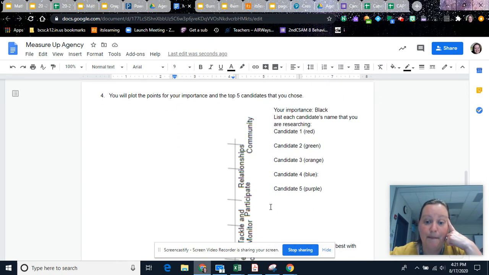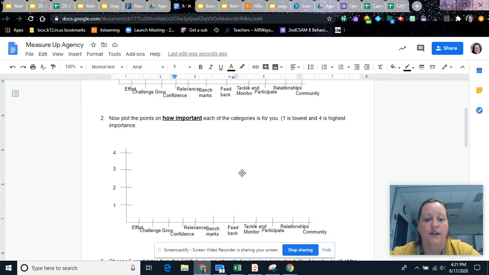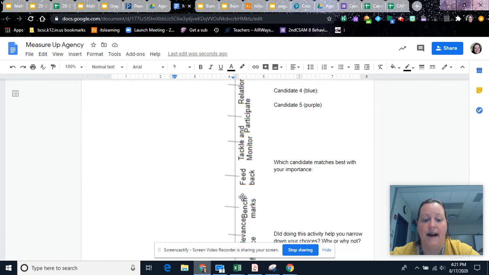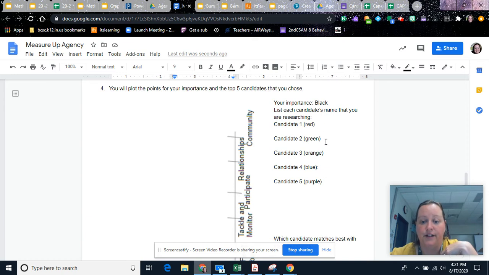And on the back, you're going to plot all of these different graphs on the same graph so you can kind of compare everyone together. So you're going to put your importance. So your number 2, you're going to re-plot that on the back in black, okay? And then your 5 candidates, you're going to write their names out so we know which color matches with who. So this is kind of like you're creating the key of your graph.